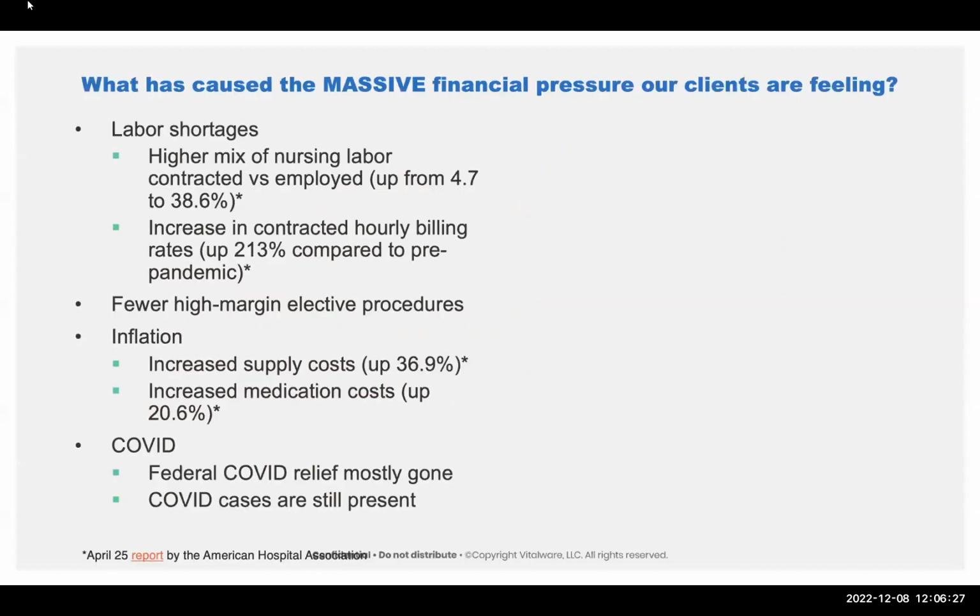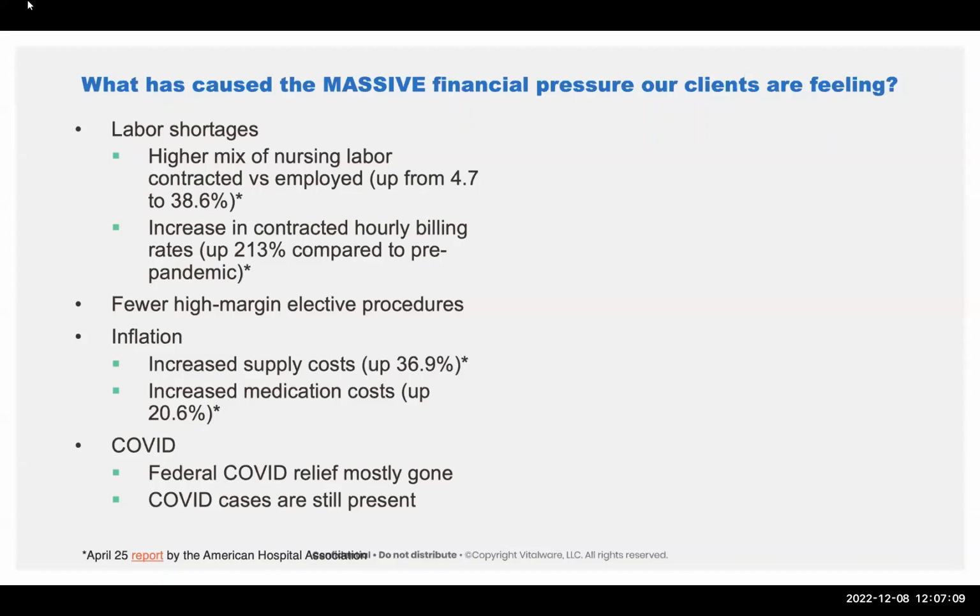We looked at what the massive financial pressures are, and there's a higher mix of labor contracted versus employed. So we're up from 4.7% to 38% are now contracted, with increase in contract hourly billing rates up to 213% pre-pandemic. So personnel and the cost to get them is significant. Fewer high margin elective procedures, and many elective procedures are still just now starting up again post-pandemic. Inflation increased supply costs up to 36.9% and increased medication up to 20%.